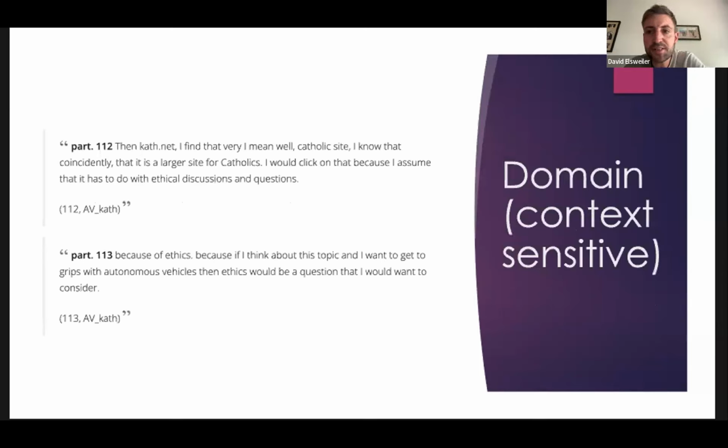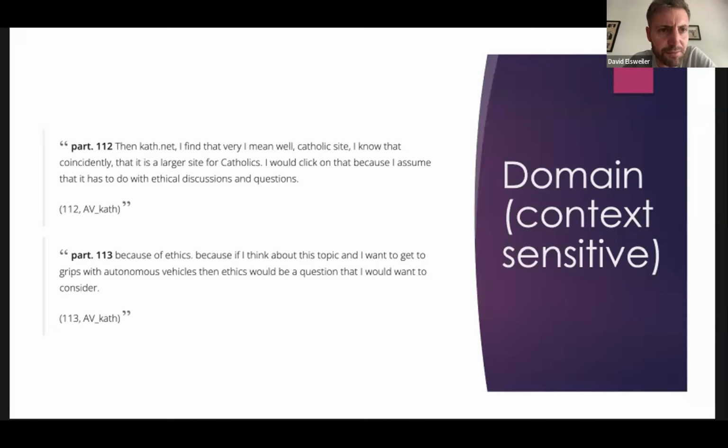So as we've just seen, different people view the same source differently. And the last example hints that this might vary over topics. We've got two more examples that demonstrate that the way the domain is perceived can be very context sensitive. Here we have two comments about a search result from cast.net, one from participant 112 and one from 113.